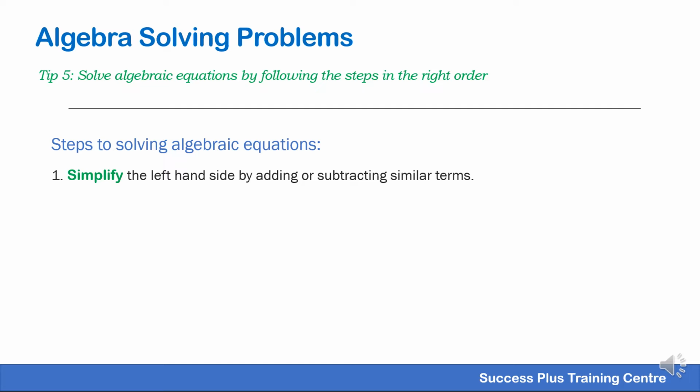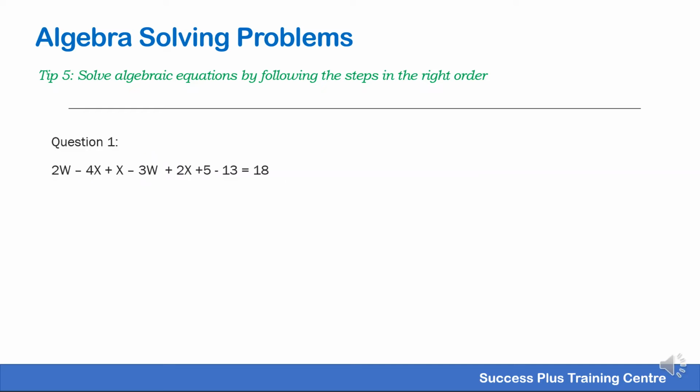You have to stick to certain steps when you solve algebraic equations, and we're going to cover those steps one by one, starting with step number 1. Simplify the left-hand side. You can simplify the left-hand side of the equation by adding or subtracting similar terms only. Let's clarify this step using question number 1.